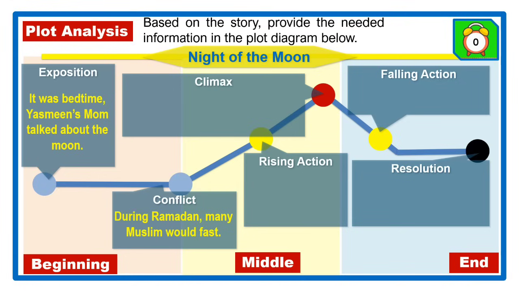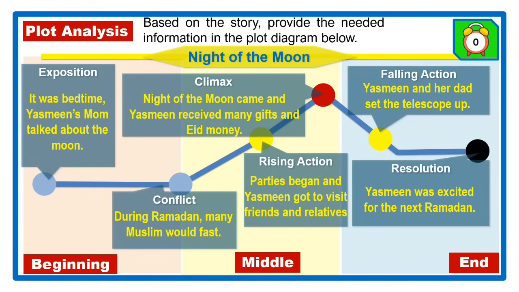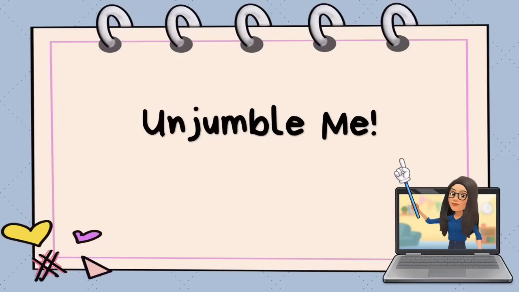The conflict of the story is, during Ramadan, many Muslims would fast. Rising action is when parties began and Yasmin got to visit friends and relatives. The climax of the story is when the night of the moon came and Yasmin received many gifts and Eid money. The falling action would be Yasmin and her dad set the telescope up. And the resolution would be Yasmin was excited for the next Ramadan. Now we are done with the plot diagram.